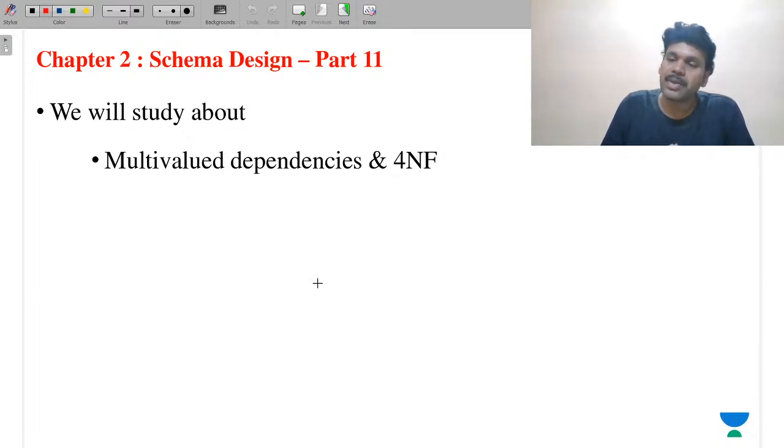So what is a multi-value dependency, and how do you identify that a relation or a schema consists of this multi-value dependency? If the schema does consist of multi-value dependency, how do you avoid it? What is the problem with multi-value dependency? We will discuss this in this session.